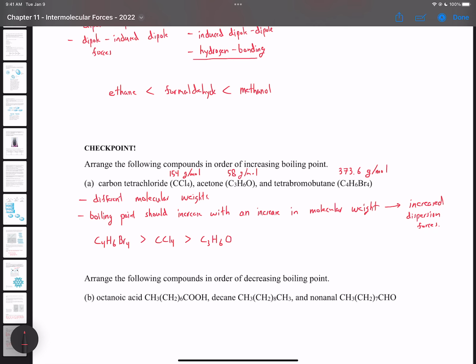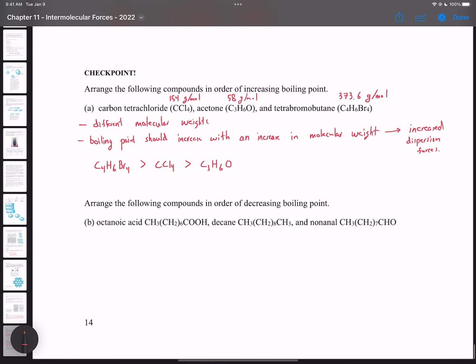Okay, so we should be able to predict that based on if something has similar molecular weight or different molecular weight. In this case, we're going to go with the dispersion forces, even though one has different intermolecular forces. If there are different molecular weights, we have to consider the dispersion forces as being the most dominant determinant of the boiling point. Okay?